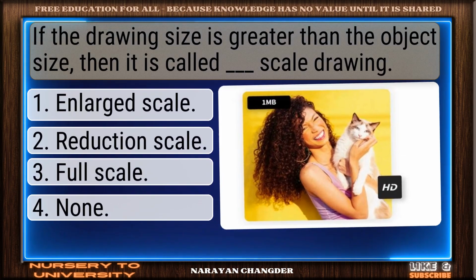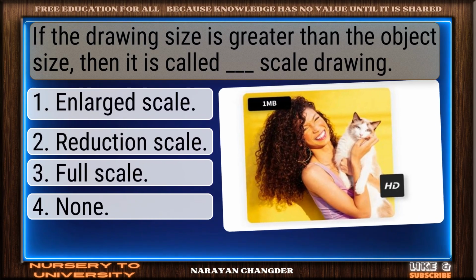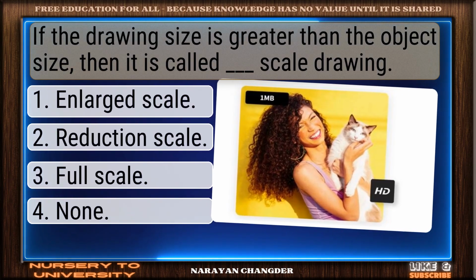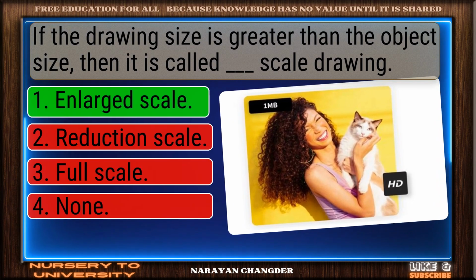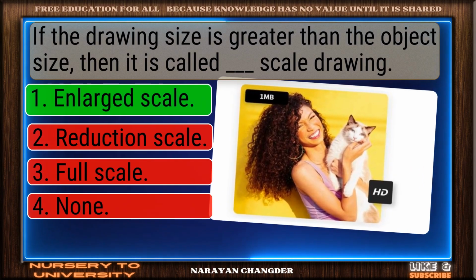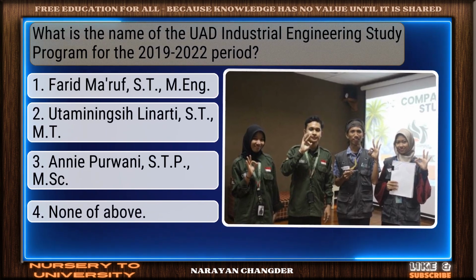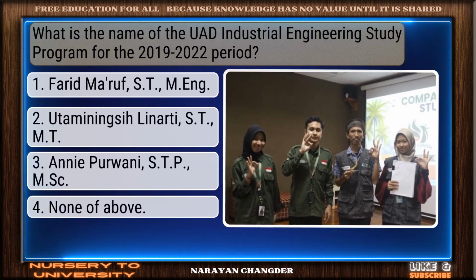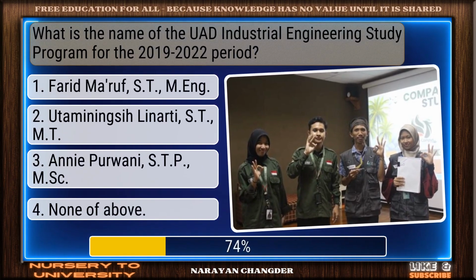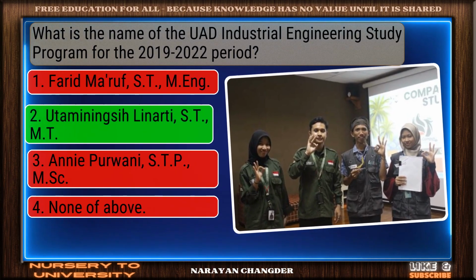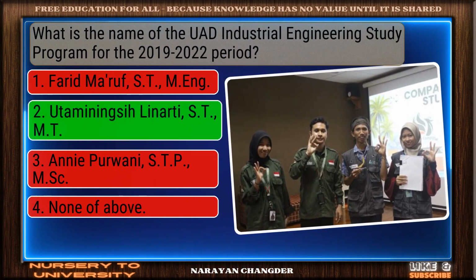If the drawing size is greater than the object size, then it is called dash scale drawing. Clear logic. Your choice, large scale, is sound and 100% true. What is the name of the Head of the Industrial Engineering Study Program for the 2019-2022 period? Exactly. Utamaningsih Lenarti, ST, MT makes sense, and it is the right choice.